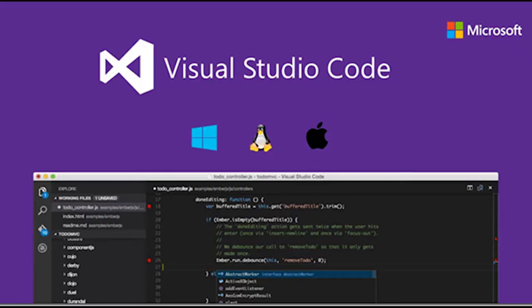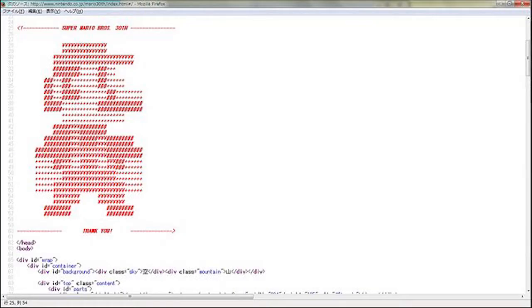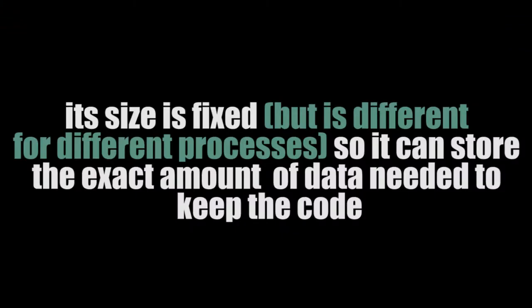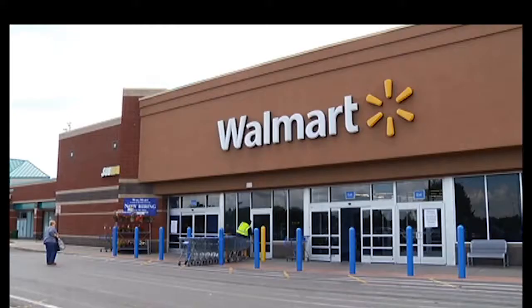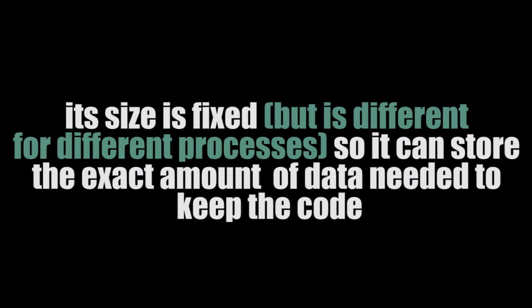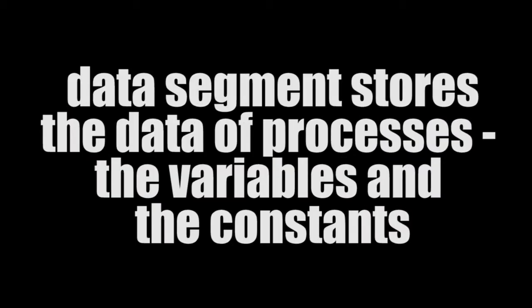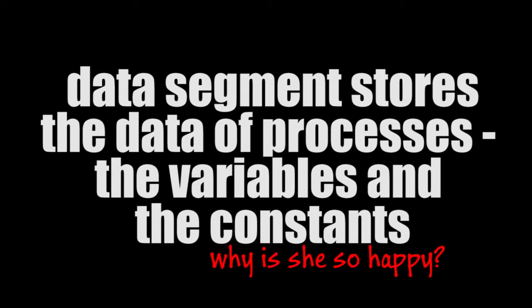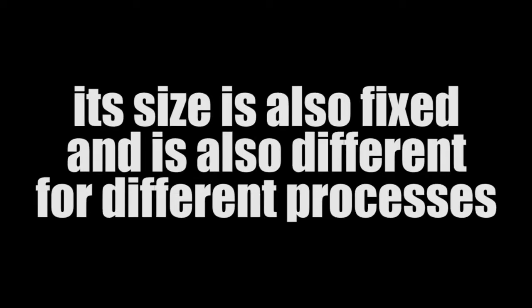Now let's look at each segment and its function. Code segment stores the actual instructions of the program. Its size is fixed but is different for different processes, so it can store the exact amount of data needed to keep the code. Data segment stores the data of processes, the variables and the constants. Its size is also fixed and is also different for different processes.